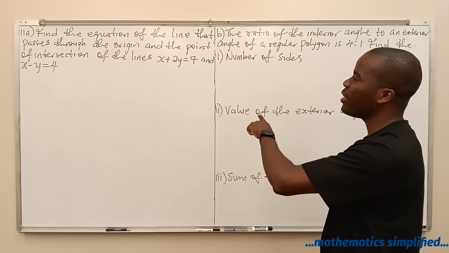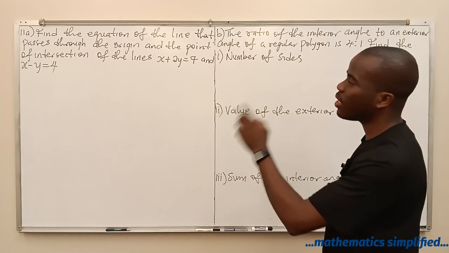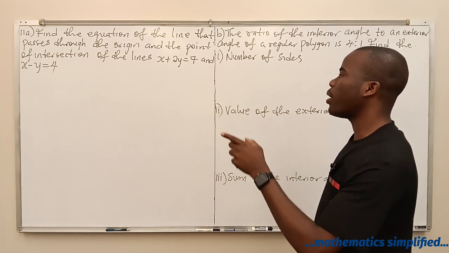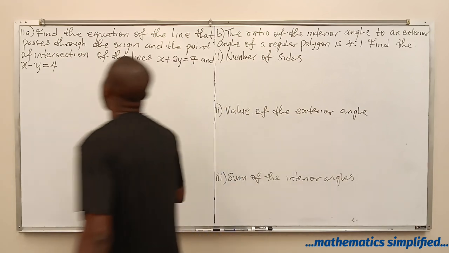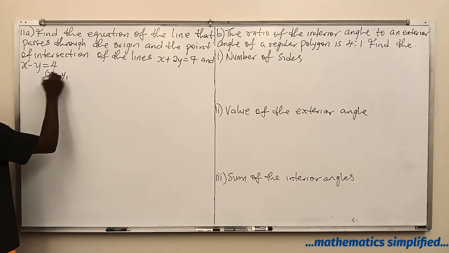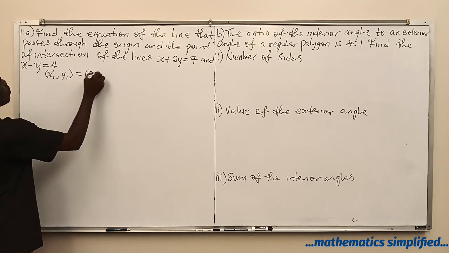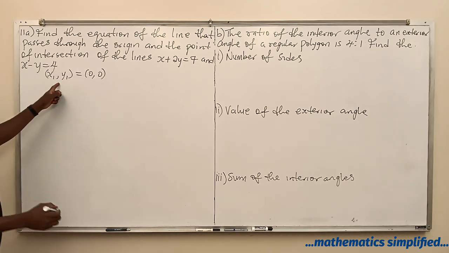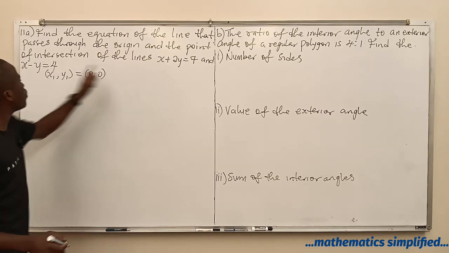Question 11 says, find the equation of the line that passes through the origin and the point of intersection of the lines x plus 2y equals 7 and x minus y equals 4. So x1, y1 is the origin. So x2, y2 will be the solution to these simultaneous equations.